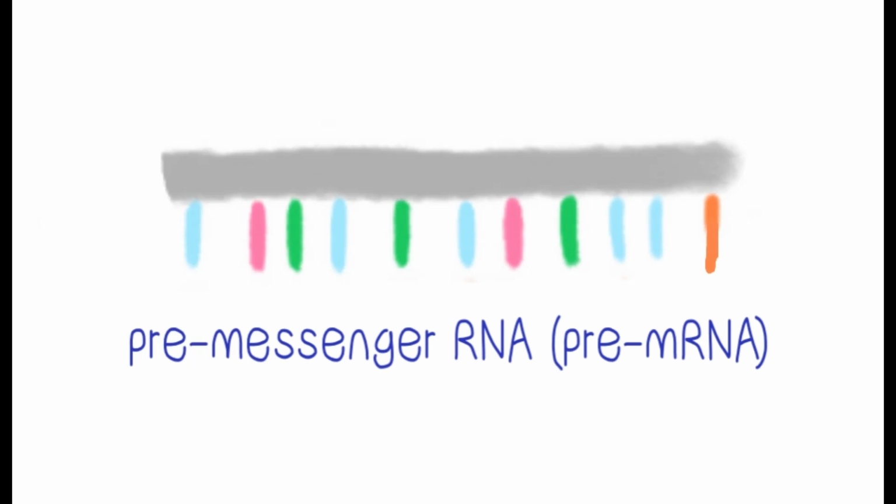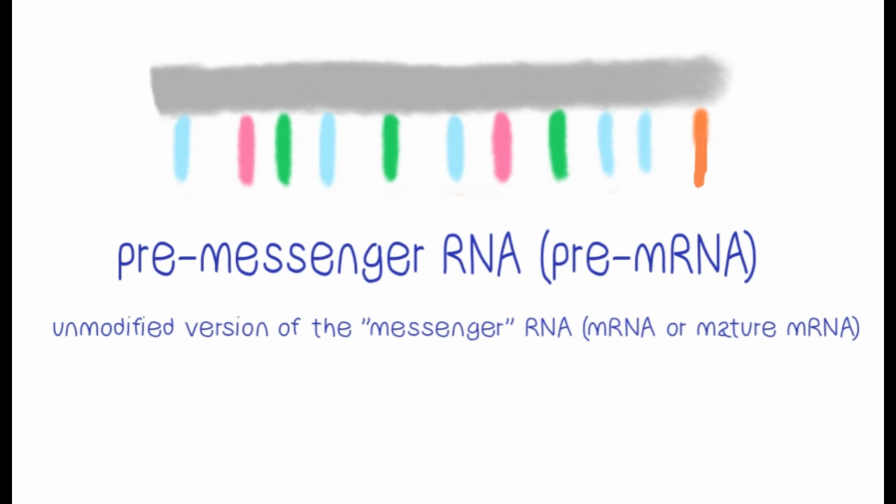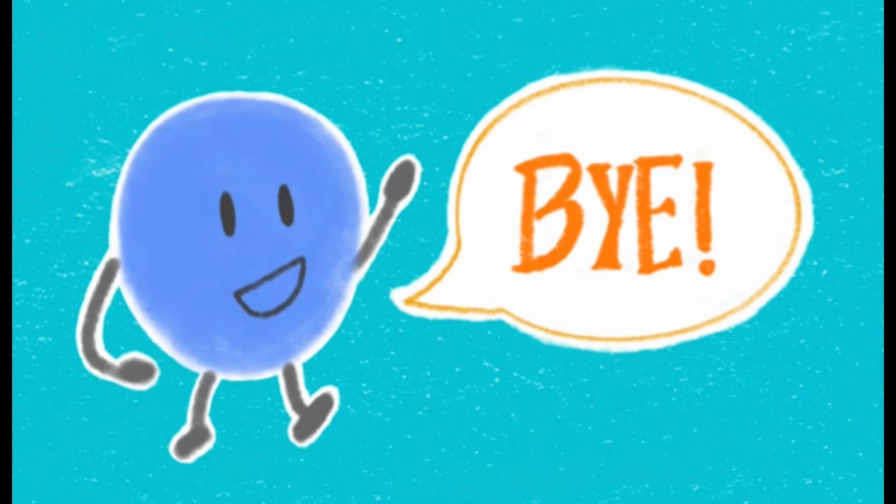RNA in this form is referred to as pre-messenger RNA. It is called pre-mRNA because it is the unmodified version of the messenger RNA, the strand that will eventually be messaged out from the nucleus to the ribosome. But first, pre-mRNA needs to mature, and how does it do so? Well, you'll have to wait to see next time.